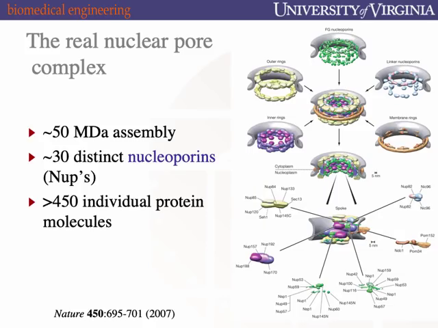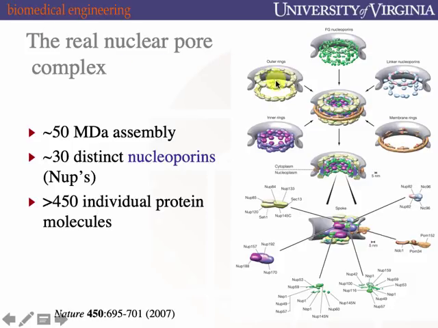These are cartoons. This is an EM reconstruction of the nuclear pore. There have since been much higher resolution structures reported. It is a massive biomolecular assembly, about 50 million in molecular weight. And where all that weight comes from are these distinct categories of proteins called nucleoporins, or NUPs, that assemble in different types of symmetry around the nuclear pore. It's a self-assembly process to form the final macromolecular structure.